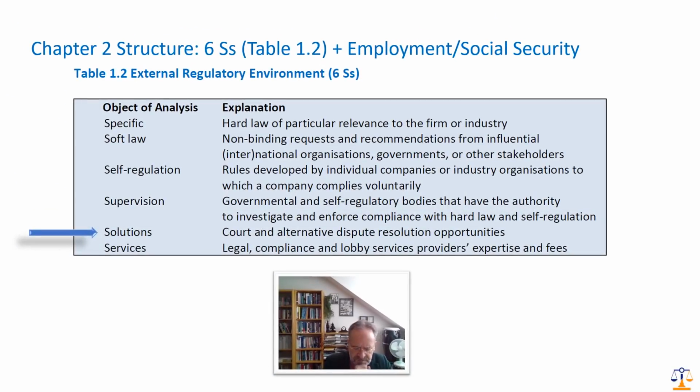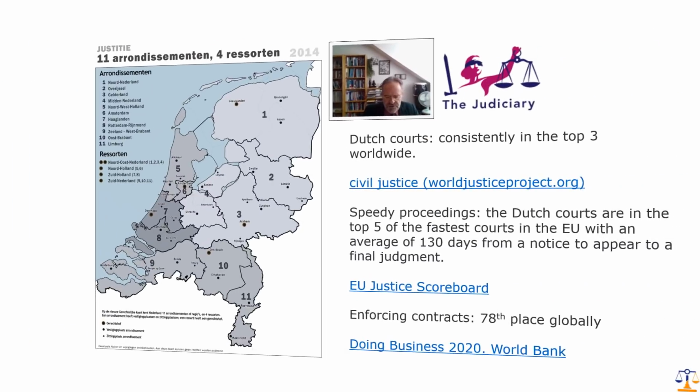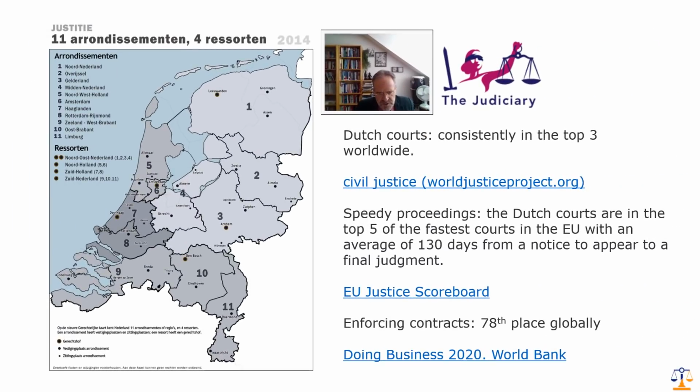The next element of the regulatory environment to be analyzed from a business perspective is the S of solutions. We already said in the beginning, we want a reliable court system in our markets, because we must have the certainty that if somebody violates a patent of ours or another intellectual property right or does not pay, we can get the money by going to court. So the market, the country in which we operate, should offer us a reliable court system.